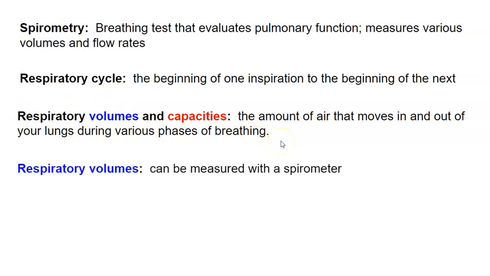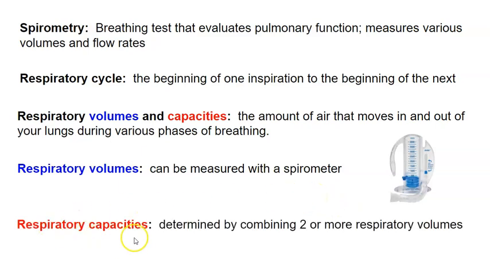So first, let's look at respiratory volumes. Respiratory volumes can be measured with a spirometer. You saw a spirometer at the beginning, but this is another type of spirometer, and we'll use yet a different kind in class. Then we'll look at respiratory capacities. Respiratory capacities are determined by combining two or more respiratory volumes.